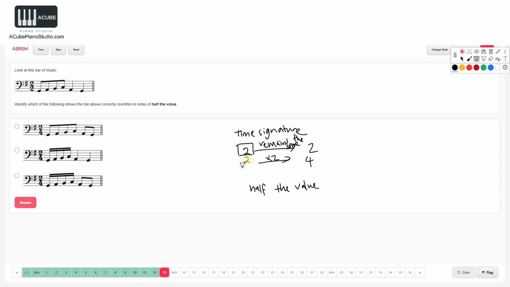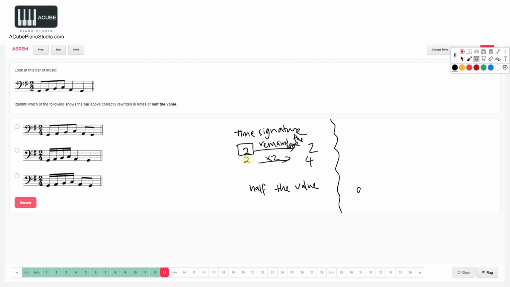Look at it as the number at the bottom tells us what each beat is. So when it's 2, each beat is a minim beat. When it's 4, each beat is a crotchet beat, and a crotchet is half that of the minim beat. So in other words, if you need to halve the value, just remember the top number of the time signature remains the same. The bottom number will times 2.